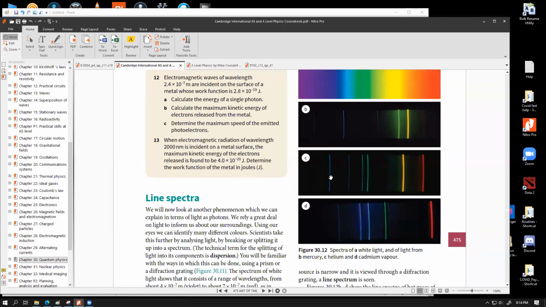B is for helium. Helium gives us a lot of spectra, and D is for cadmium vapor. So we have a lot of different spectra.